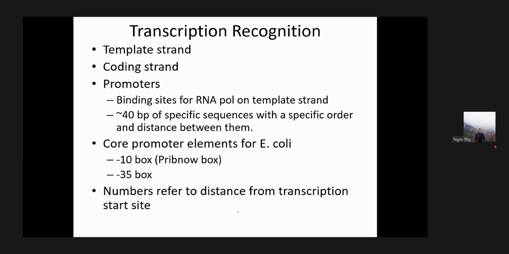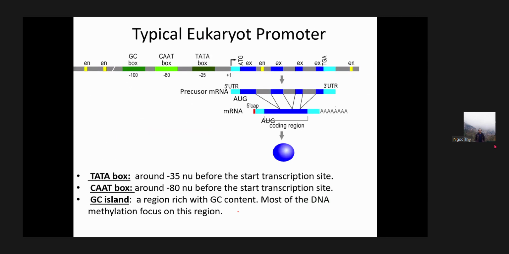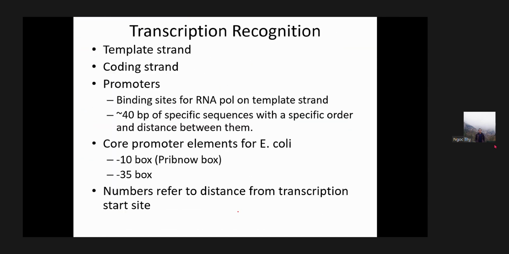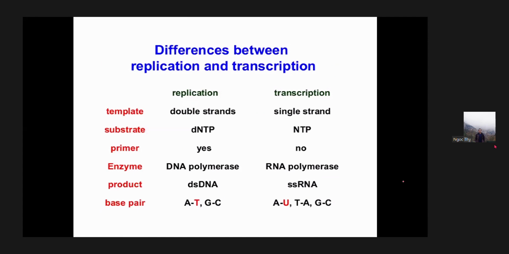And last week, we also discussed the promoter of the prokaryotic cell and the promoter of the eukaryotic cell, and we discussed the differences in DNA replication and RNA transcription. So in DNA replication, both DNA strands are used as templates to synthesize the new DNA strand, following the semi-conservative rule.